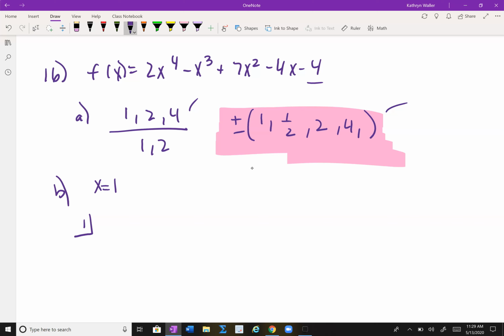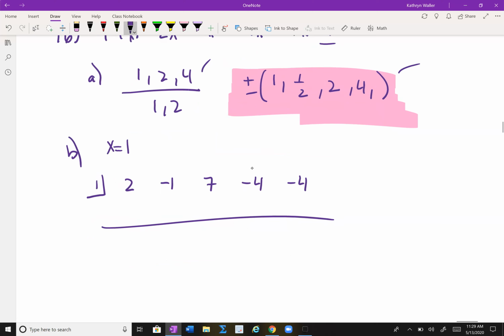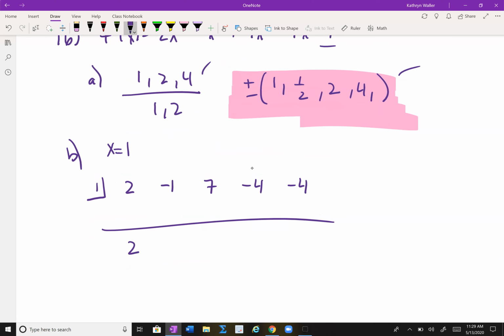Now I'm going to do synthetic. Coefficients are 2, negative 1, 7, negative 4, negative 4. And when I do this, I should not get a remainder. So my 2 comes straight down. 1 times 2 is 2. 2 and negative 1 is 1. 1 times 1 is 1. 7 and 1 gives me 8. 8 times 1 is 8. 8 minus 4 is 4. 4 minus 4 is a 0, and I have no remainder.